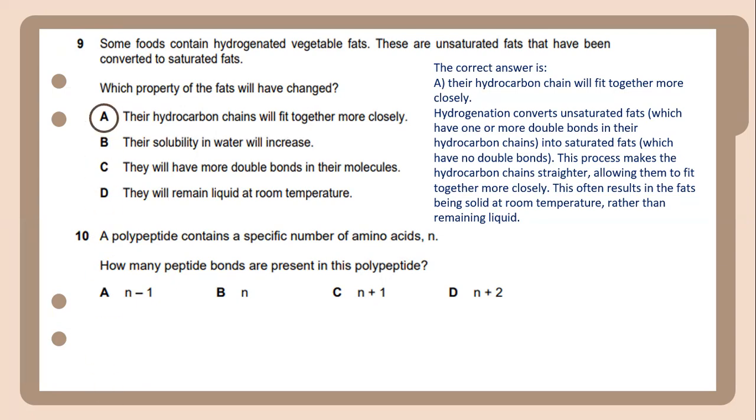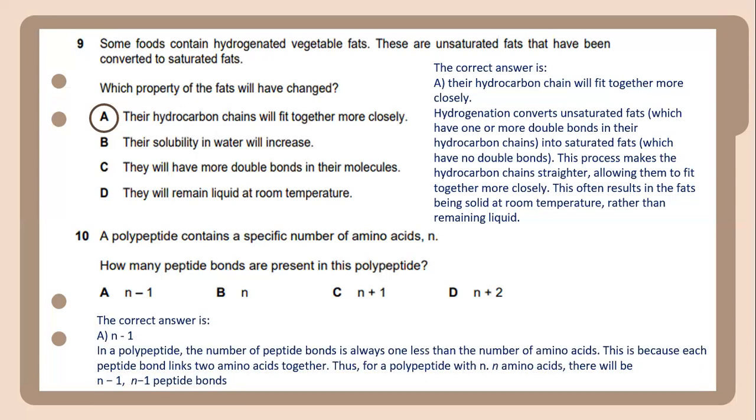A polypeptide contains a specific number of amino acids, which is N. How many peptide bonds are present in this polypeptide? The answer is N minus 1. In a polypeptide, the number of peptide bonds is always one less than the number of amino acids. This is because each peptide bond links two amino acids together. Thus, for a polypeptide with N amino acids, there will be N minus 1 peptide bonds.